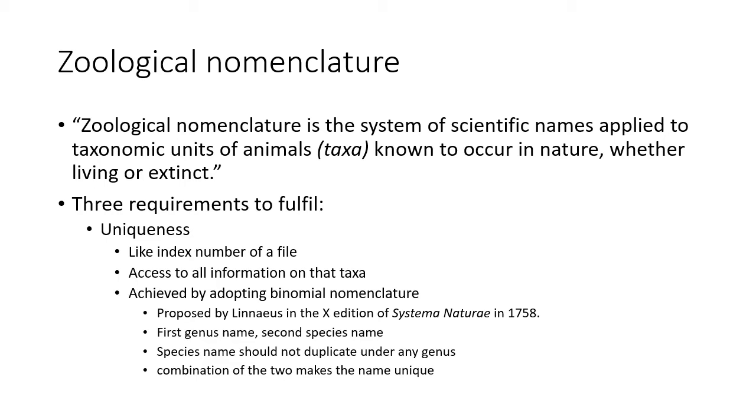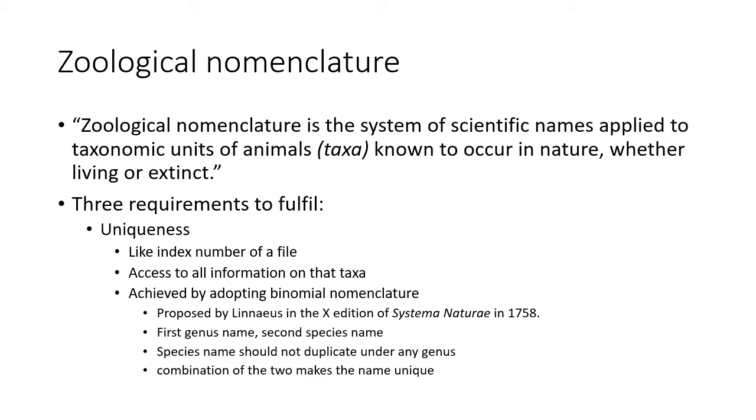Now, how we achieve this is by using this binomial nomenclature, which was proposed by Carl von Linnaeus, and we'll talk about it more later, in 1758, so nearly 250 years or more. And in Systema Naturae, the 10th edition, he proposed this code.